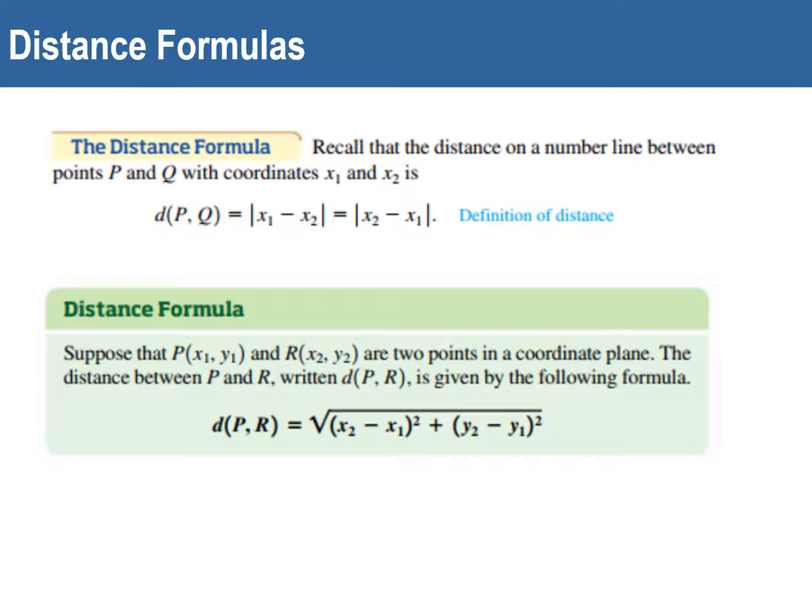The distance formula on the number line is the absolute value of x2 minus x1, or x1 minus x2. When we're in the Cartesian coordinate system, then the distance is the square root of (x2 minus x1) squared plus (y2 minus y1) squared.